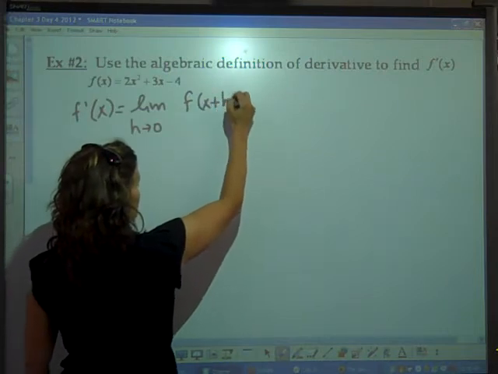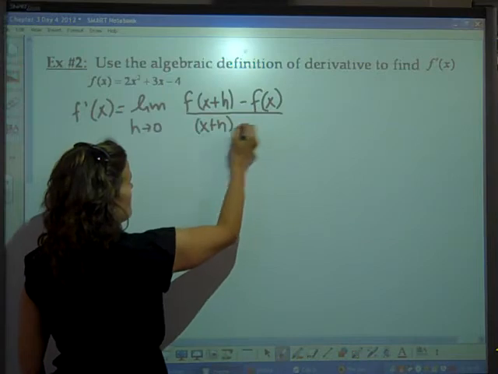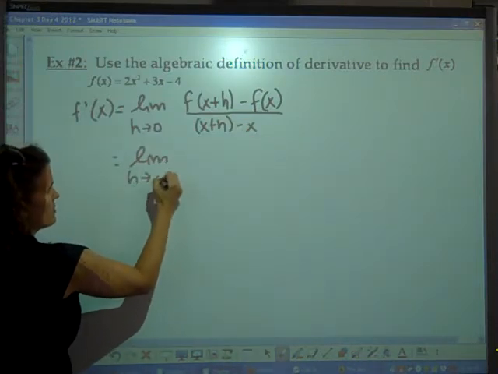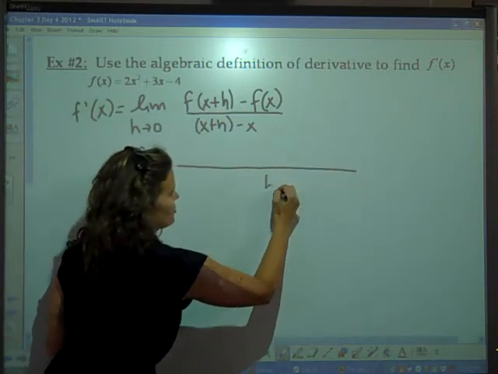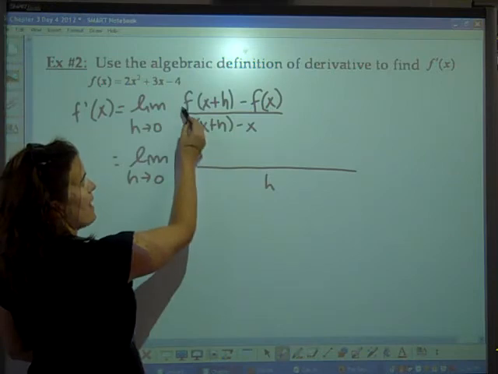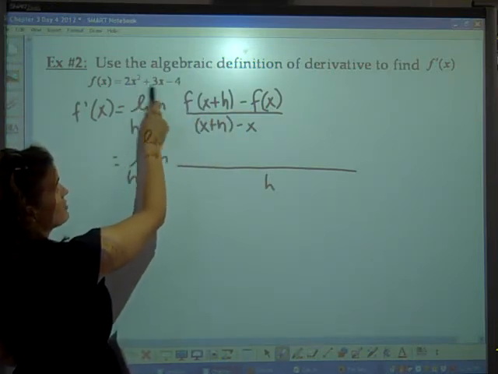Okay. So the derivative, f prime of x, will equal the limit as h approaches 0 of f of x plus h minus f of x all over x plus h minus x. So the limit as h approaches 0, the bottom should always be h because the x's will always cancel. Okay. Now up top, f of x plus h. You're plugging in x plus h everywhere you see an x in your original.